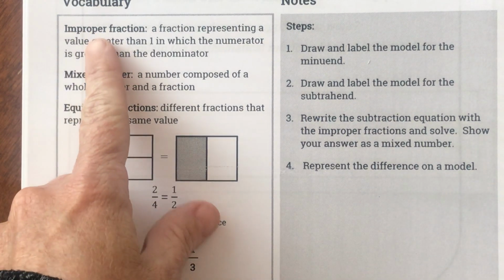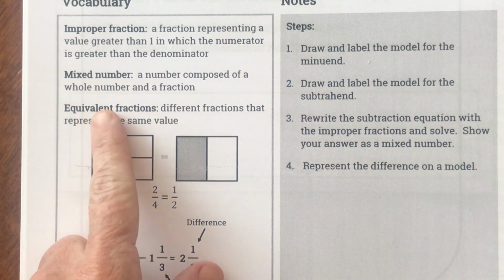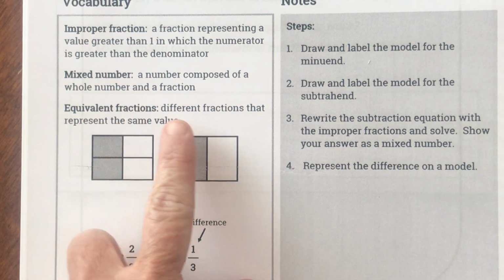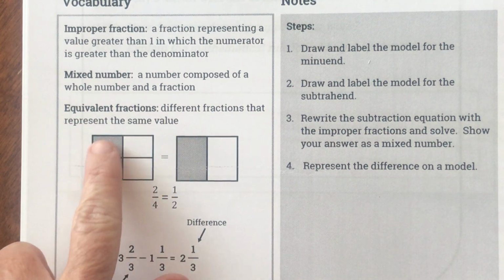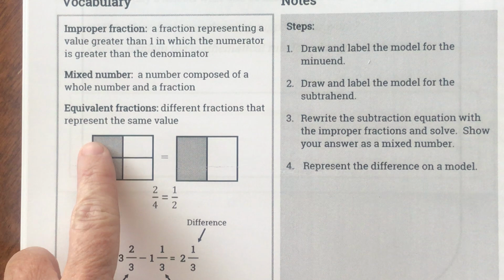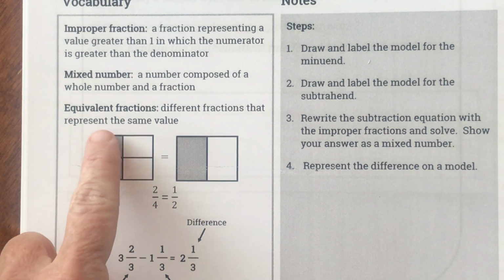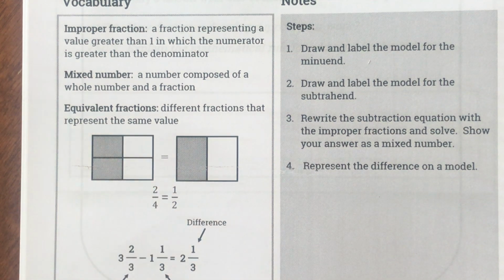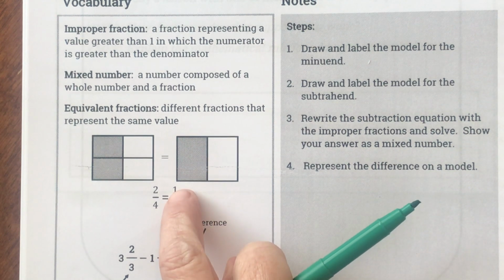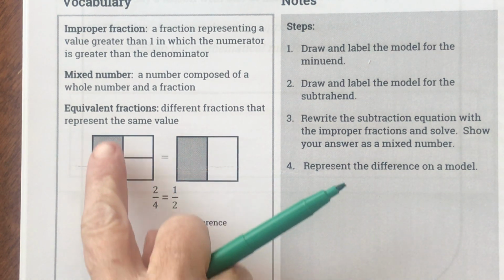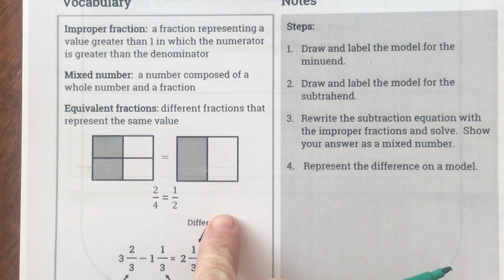At first, they're just reminding us what an improper fraction and a mixed number are. And then they're showing us what equivalent fractions are. So it's different fractions that represent the same value. So this fraction, the whole has been partitioned into 1, 2, 3, 4 parts, and you have 1, 2 of the parts. This fraction or whole has been partitioned into 2 parts, and you have 1 of the parts. So even though here you have more parts, they're worth the same value, so they're equal.